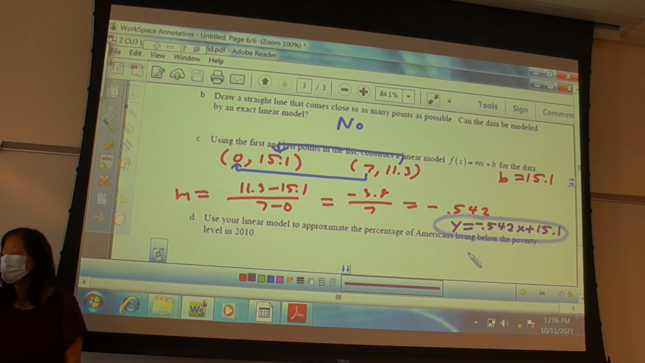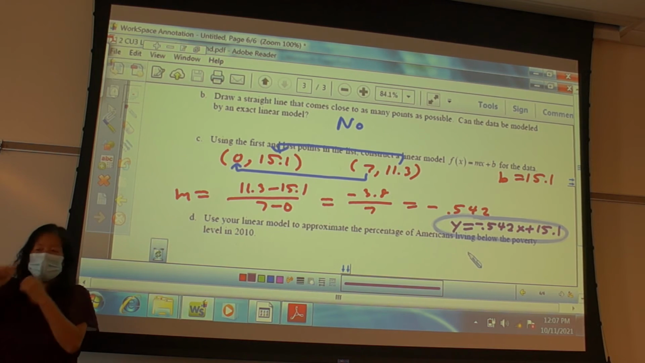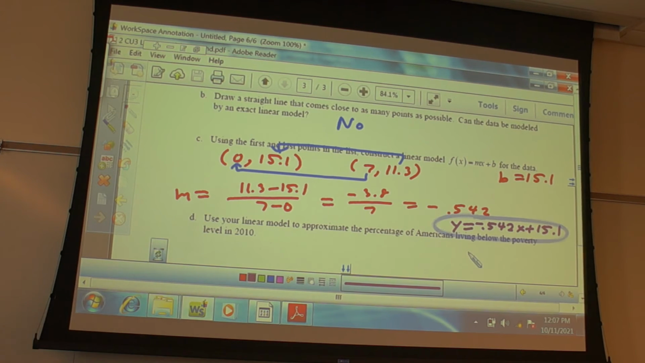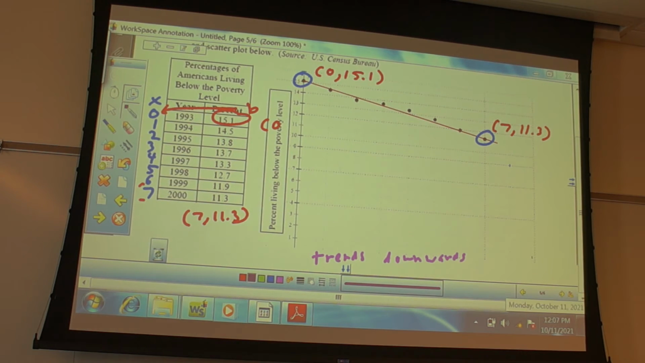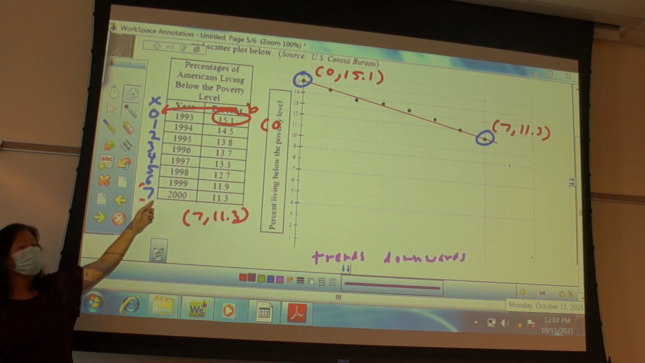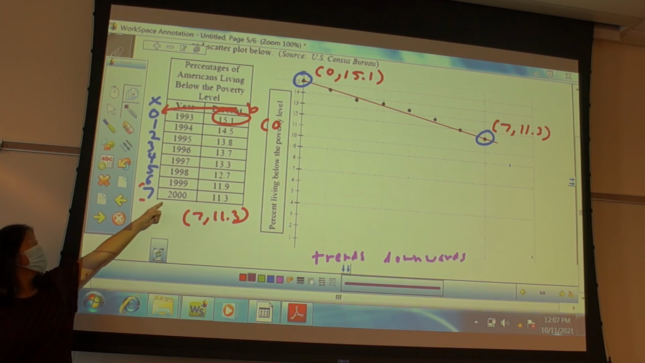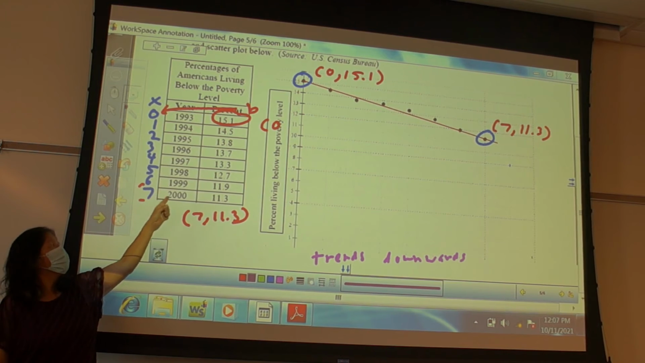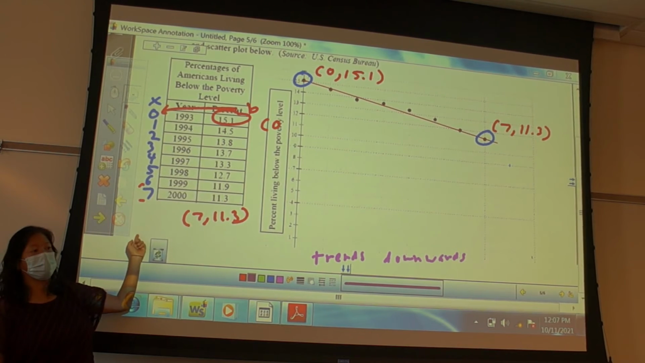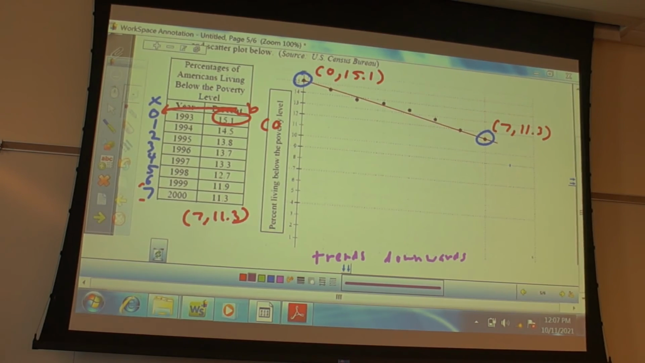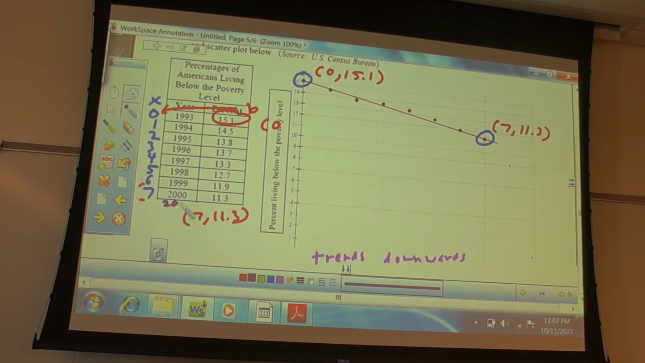So 2010, what's my x in 2010? Go back to your table, figure out what x would be in 2010. Okay guys, eyes up here. So 2000, it's 7. 2010 is 10 years later, so I add 10 here. 17. Are you guys following what we're saying? So in 2010, my x is going to be 17.